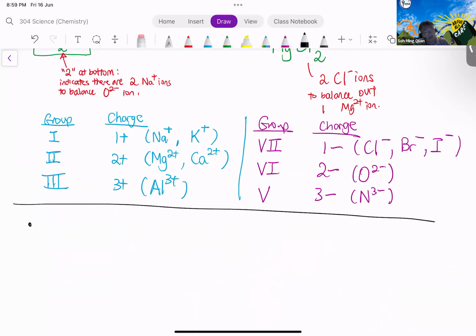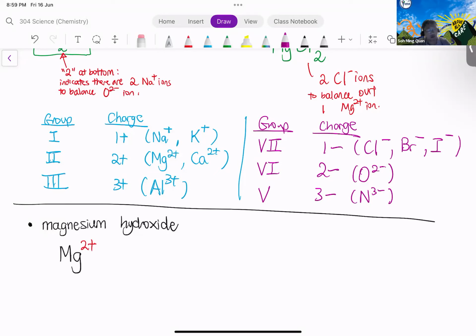By more complicated, I mean something like this. Magnesium hydroxide. What on earth is this? Well, definitely it's still an ionic compound because it contains a metal, magnesium. Magnesium we have just seen. Magnesium is a metal in group 2. Group 2, the charge is 2 plus. So the magnesium ion is Mg2 plus.